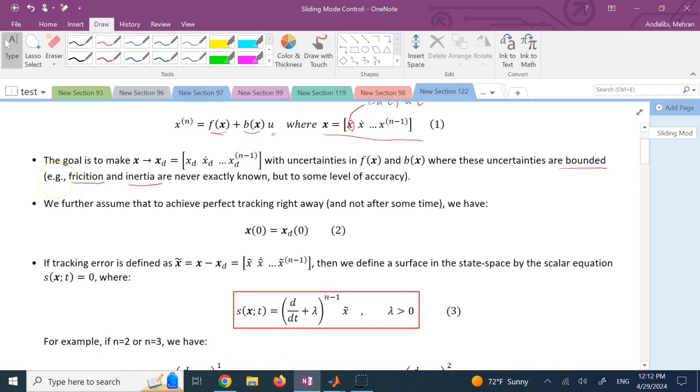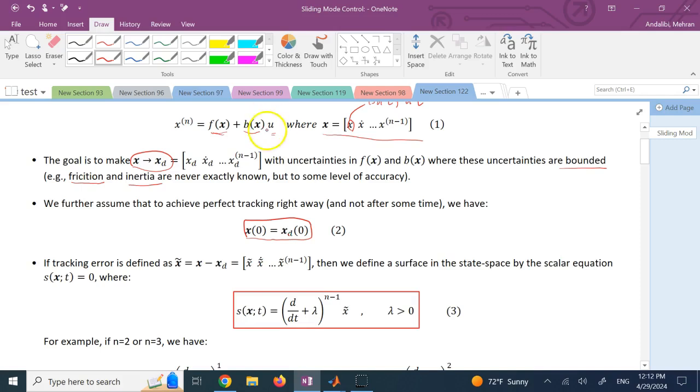Also, if we want to achieve perfect tracking, which basically means making x go to x desired, we set the initial condition for the states to be the same as the desired ones. So we right away can make x converge to xd. If the initial conditions of x and xd are different, then it takes a little bit of time before x converges to xd. So here we assume that x of 0 is the same as xd of 0. As I said, if not, I'll show you what happens. But here we can have this assumption.